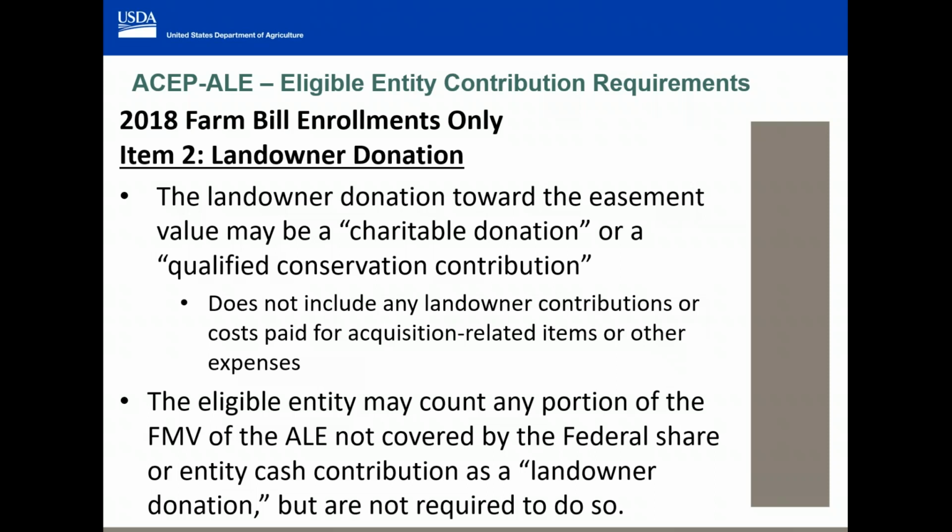And so having said all that, the landowner donation from our perspective can be any portion of the fair market value of the ALE that is not already covered by the federal share or the entity cash contribution. So the entity can count all of that as a landowner donation. Anything above the fair market, the federal share plus the entity cash, can count as the landowner donation. But you're not required to count it that way. And again, a reminder that the landowner donation does not include any landowner contributions or costs paid for the acquisition-related items or other expenses of the eligible entity. So that's the landowner donation.